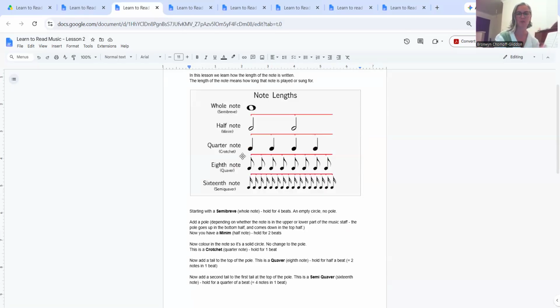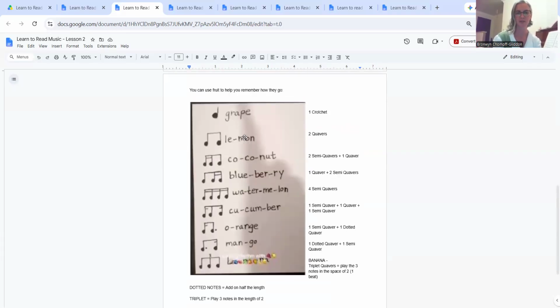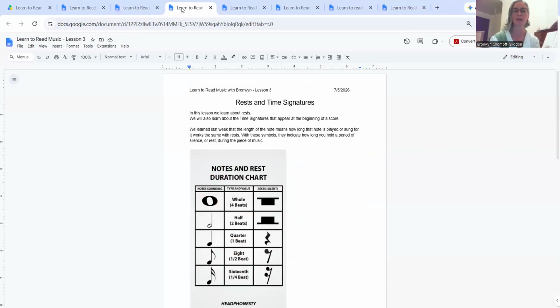The crotchets is 1, 2, 3, 4. The quavers is 1, 2, 3, 4. And then the semiquavers is 1, 2, 3, 4. And that is how it shows up in the music. Those are the things that represent each note. And then there's another little exercise there where it mixes up the different types of quavers and semiquavers to see how they all go together. But we're just doing a really quick recap.